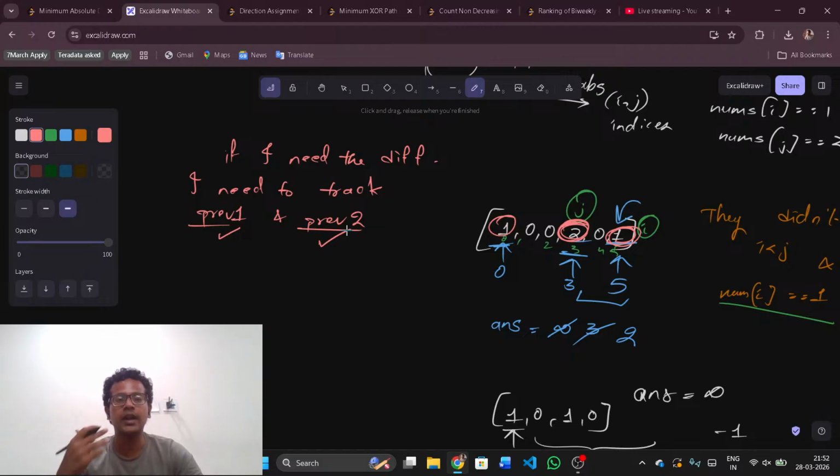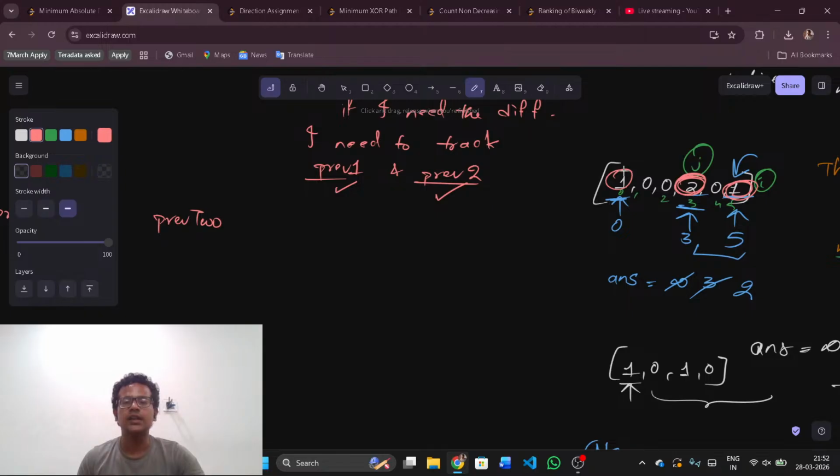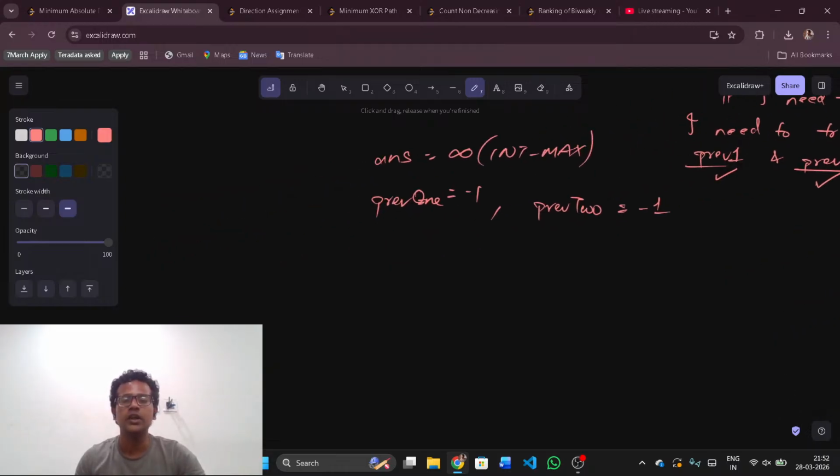That's what I'm going to track every time. Now, let's do a dry run here. As I said, I will initialize previous 1 and previous 2. Initially, I don't know where previous 1 and previous 2 are before starting at the array, so I'll initialize both of them to minus 1. And I will initialize my answer to infinity, or INT_MAX if we go with C++.